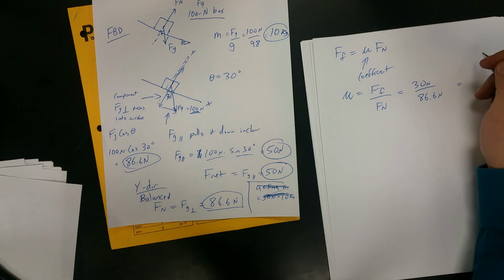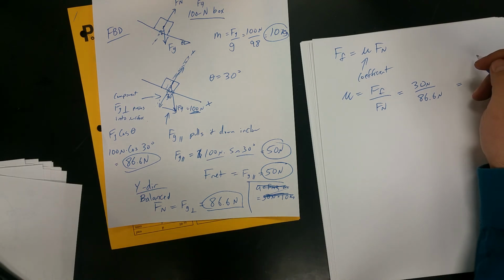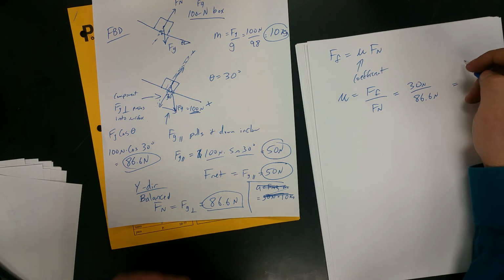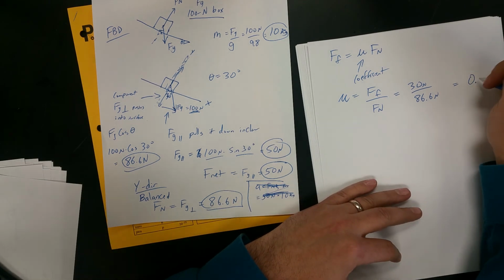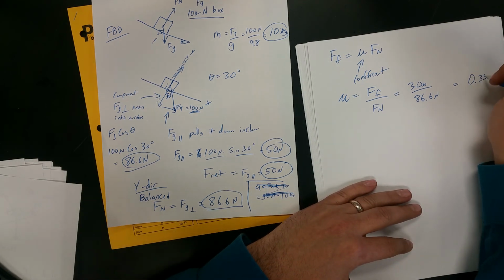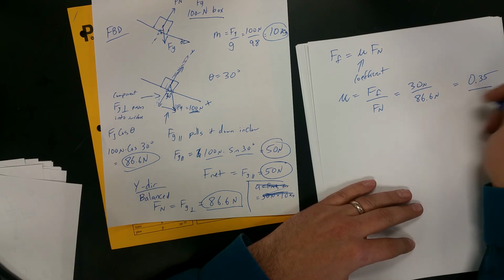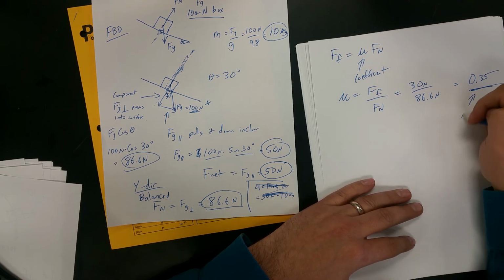So we divide 30 divided by 86.6, which gets us about a third, 0.35 would be our coefficient. No units on that, right?